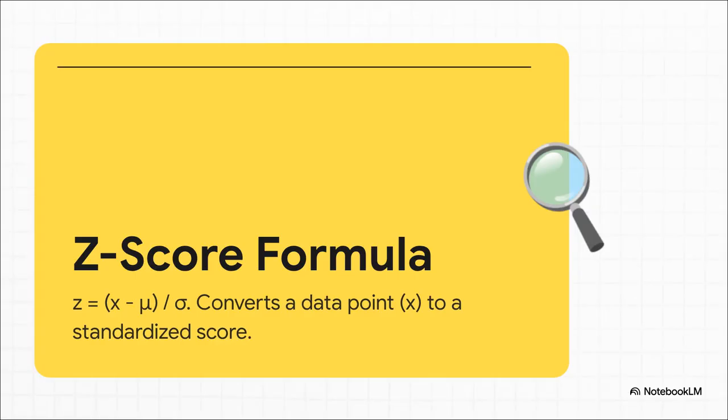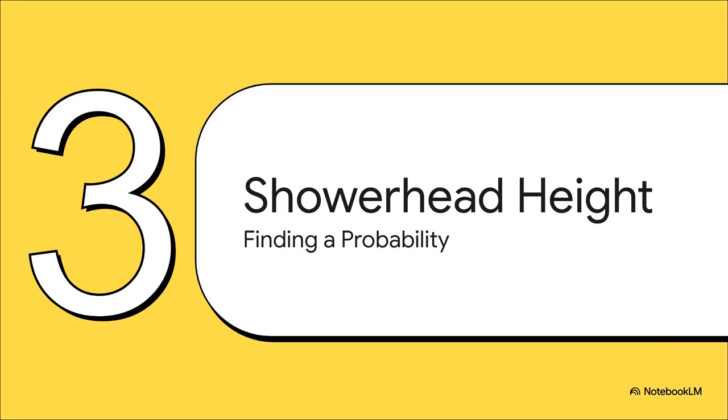So here it is, the formula itself. To get the Z-score, you take your data point, which is x, subtract the mean of the whole data set, that's the Greek letter mu, and then you divide all that by the standard deviation, sigma. Put simply, a Z-score just tells you exactly how many standard deviations away from the average your specific data point is. That's it. All right, that's enough theory. Let's get our hands dirty and put this tool to work.